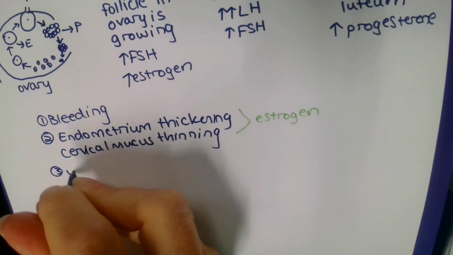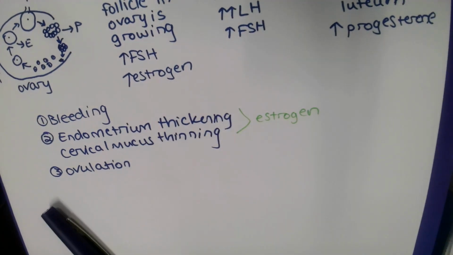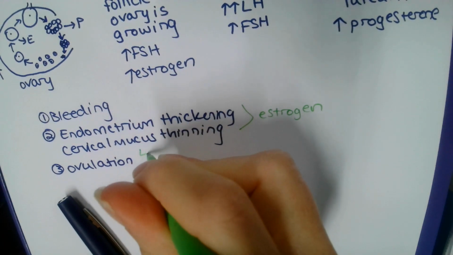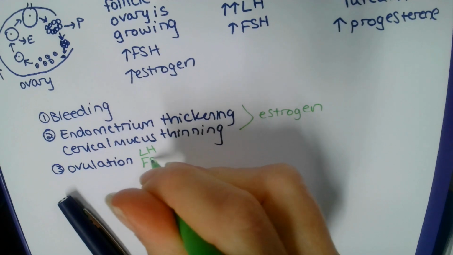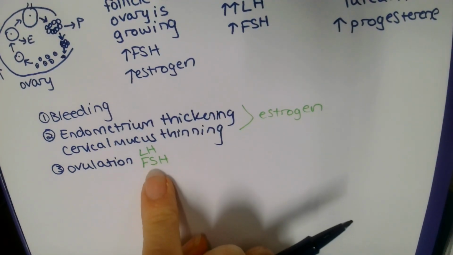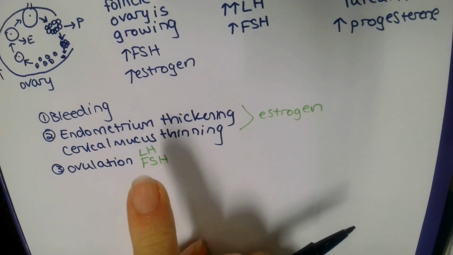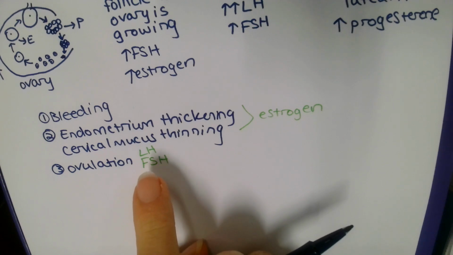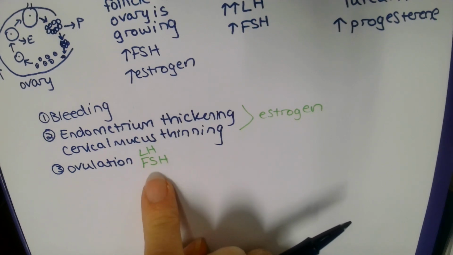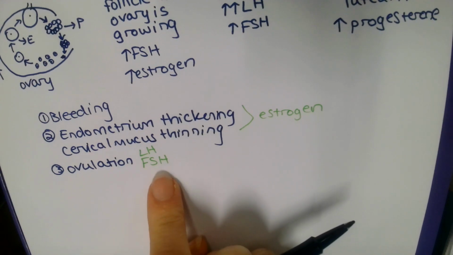Event number 3 is ovulation. And that occurs because of luteinizing hormone and follicle stimulating hormone, which are pituitary hormones. And that's how birth control works, is that it creates a negative feedback pathway that prevents the release of LH and FSH, so it prevents ovulation. If there's no egg present to fertilize, then that is going to prevent pregnancy.